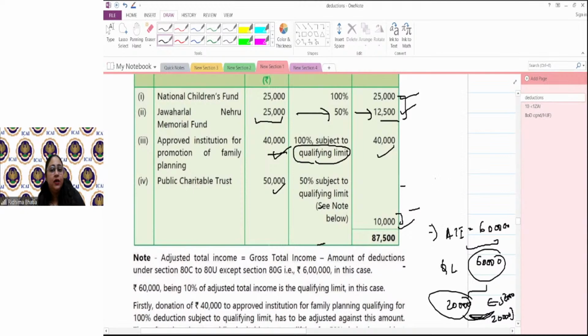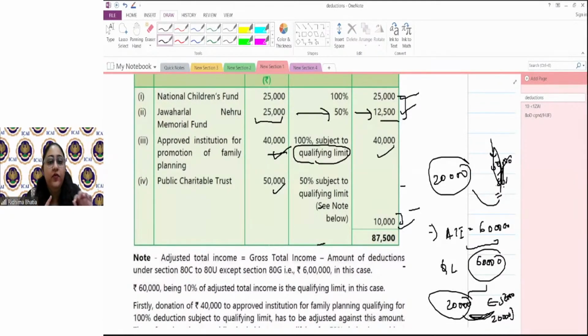You will not do it like: 20,000 is still left from the qualifying limit pool and fourth category में 50,000 है, तो इसको पहले 50% करके you then compare it with 20,000. No. How much amount is left from the qualifying limit? Compare it with the fourth category. Whichever is lower, pick it and then do the 50%. 50% should be done at the end.